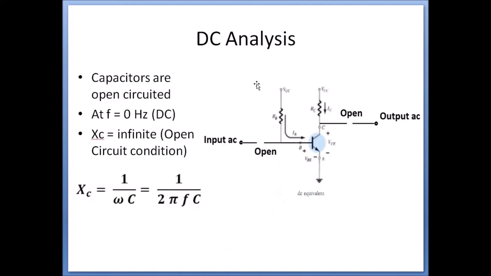Now during the DC analysis, the capacitor will be open circuited because the reactance of the capacitance is Xc, which is equal to 1 by 2 pi fC, and for a DC signal the frequency is always equal to 0, and Xc will be equal to 1 by 0, which is equal to infinite ohm. So if the resistance is infinite, the amount of current flow through this path will be equal to 0. So this path can be open circuit at the input side as well as in the output side.